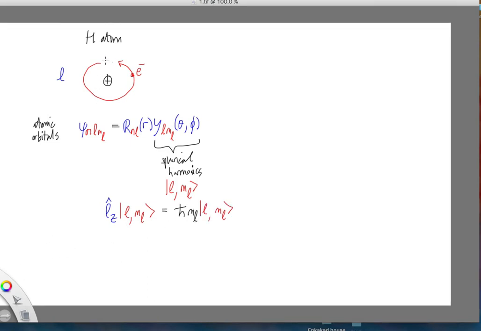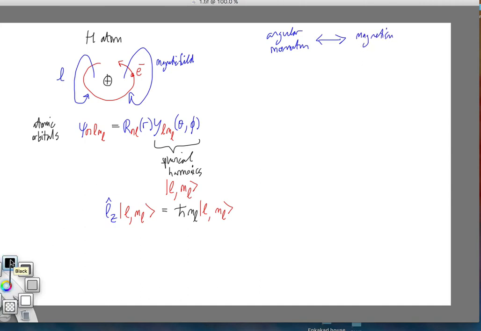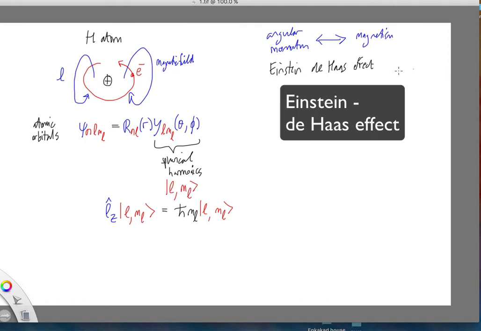Now what we see here in the hydrogen atom is that we have the electron executing a circulating motion around the proton, and it's known from elementary physics that the circulation of a charge generates a magnetic field. So there should be a link between the angular momentum and magnetism, and that effect was demonstrated very clearly by an experiment which is now known as the Einstein-Haas effect, which was first demonstrated in 1915.